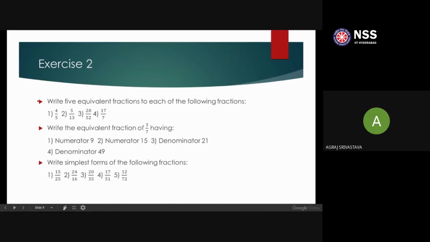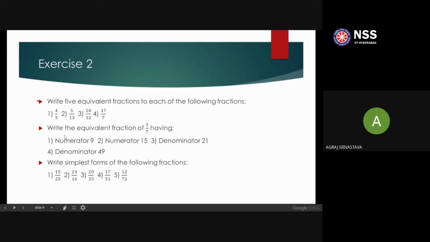Now, for numerator 15, 3 would have to be multiplied by 5, and 7 multiplied by 5, that is the denominator, would be 35. So the fraction would be 15 divided by 35. And for denominator 49, 7 would have to be multiplied by 7 to get to the denominator 49, which would mean that the overall fraction then becomes 21 by 49.